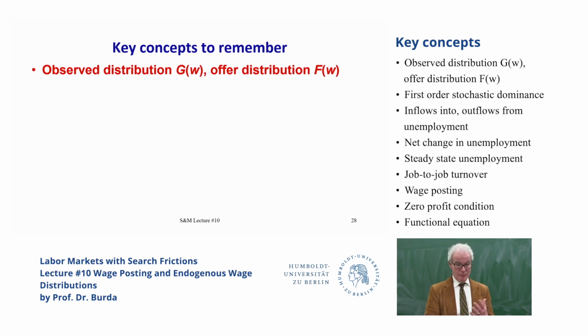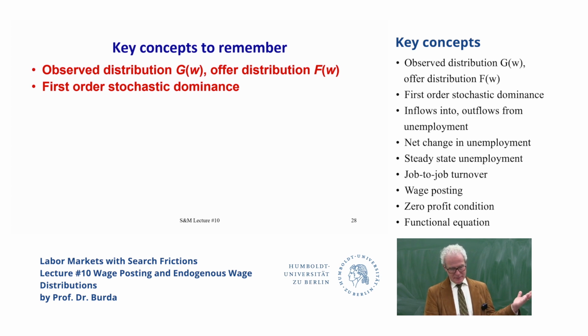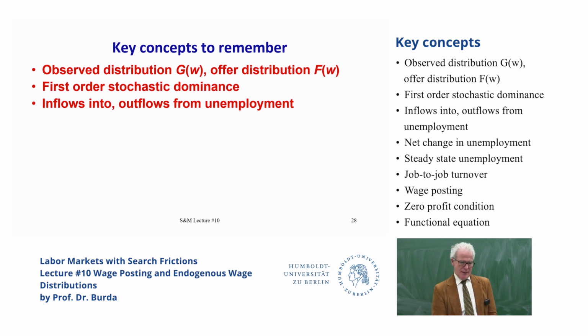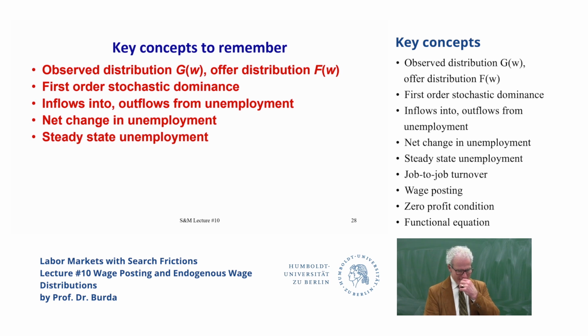But we can infer it if workers have the reservation strategy. First order stochastic dominance: no crossing of the CDFs, and one lying below the other implies dominance. First order, inflows into and out of, important concept. That's how we get G. That's how we're going to think about G in all cases, because it's all about flows. And when those flows are equal, not changing anymore, we can derive steady state unemployment, like before, and imply the job-to-job turnover. Remember, the job-to-job turnover in the general model is very important.